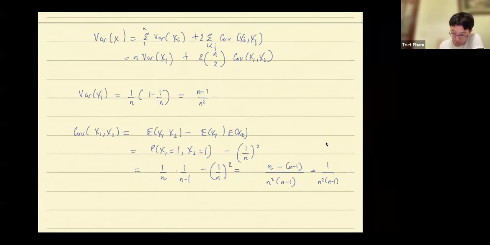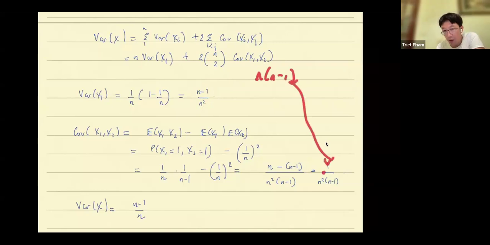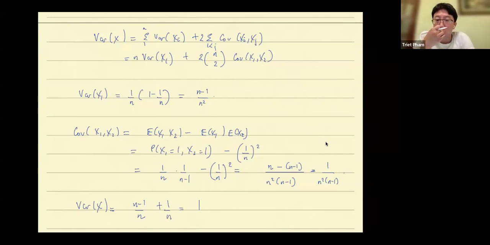And so now let's plug this in. If you plug in, the variance of x will be n times this, that is (n minus 1)/n, and 2 times n choose 2 is n times (n minus 1). That's 2 times n choose 2. If you multiply with this, you get 1/n. And of course, that simplifies to also 1. Any question?